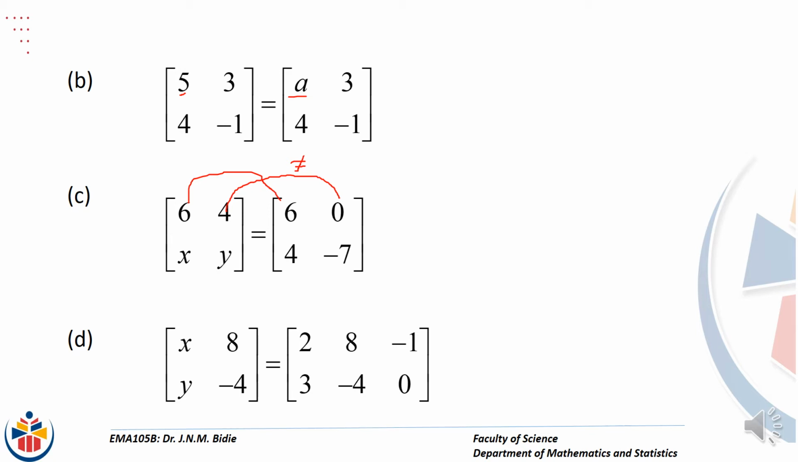Then we go to D. These two we cannot even attempt. Reason, they don't have the same size. The left hand side is a 2 by 2 matrix. On the right hand side we've got a 2 by 3 matrix. So these two cannot be solved. It's impossible to solve for x and y for D because of the sizes.